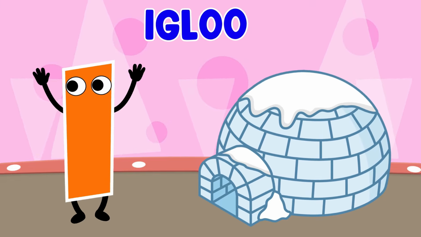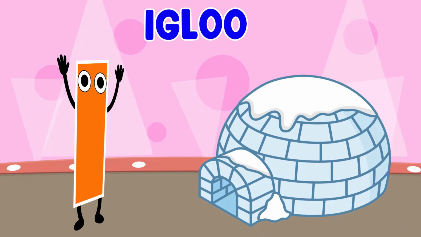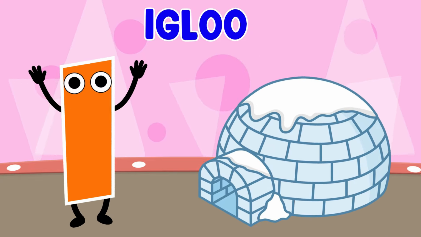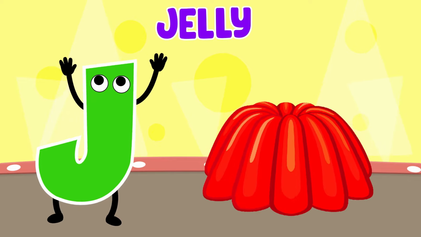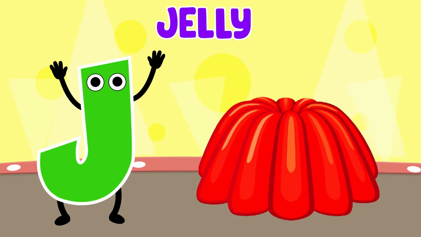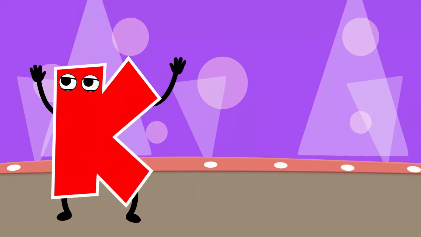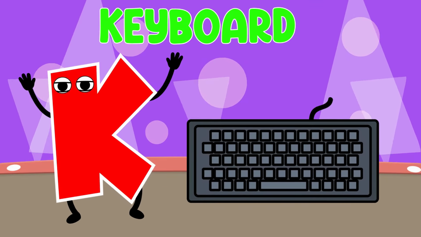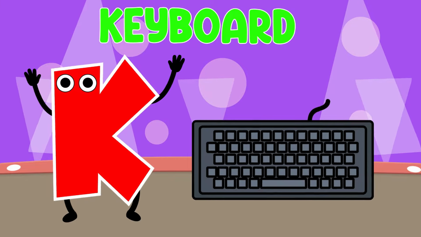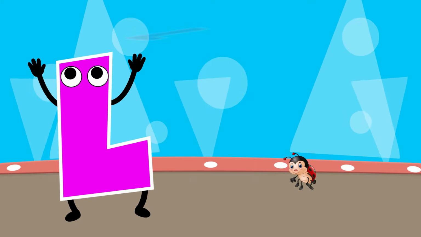I is for igloo. I, I, igloo. I, igloo. J is for jelly. J, j, jelly. J, jelly. K is for keyboard. K, k, keyboard. K, keyboard. L is for ladybug.